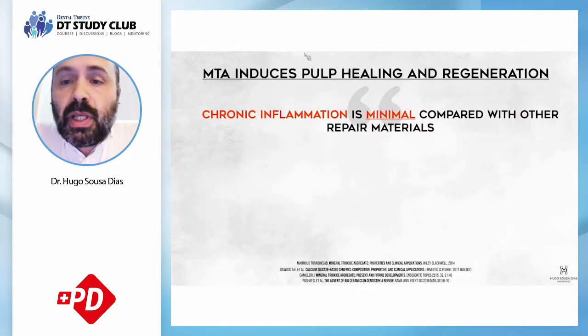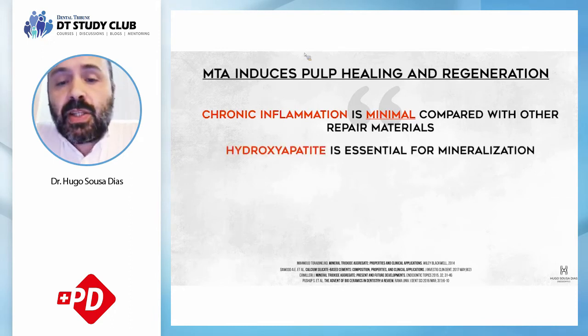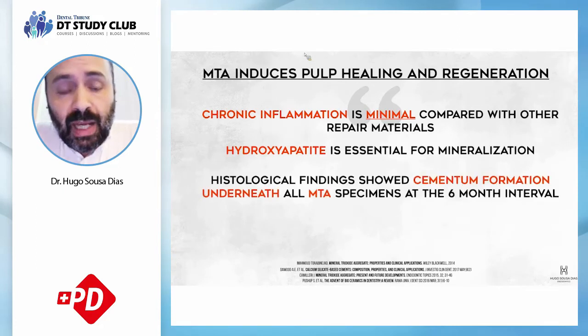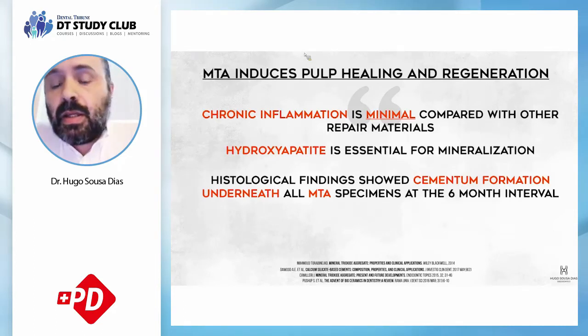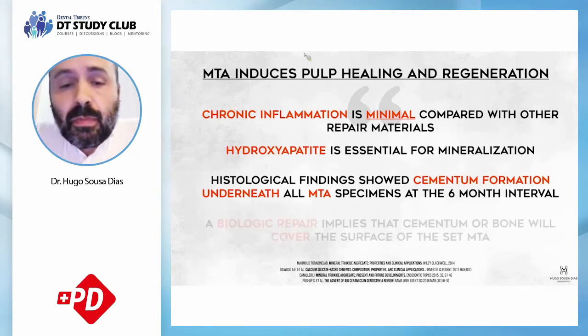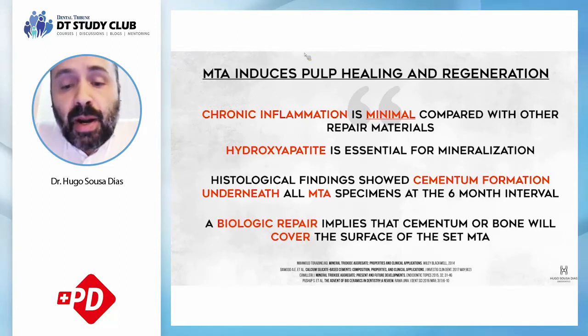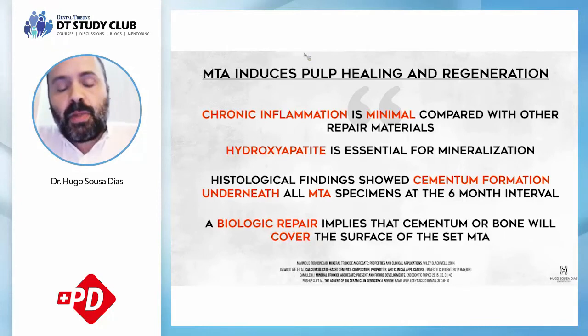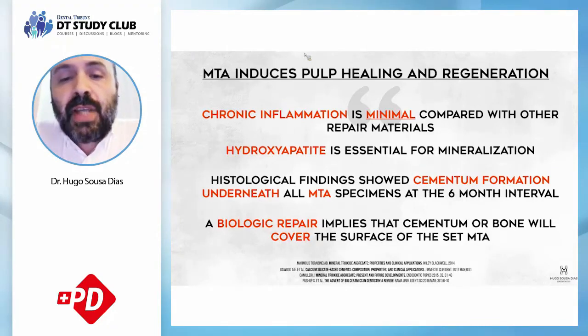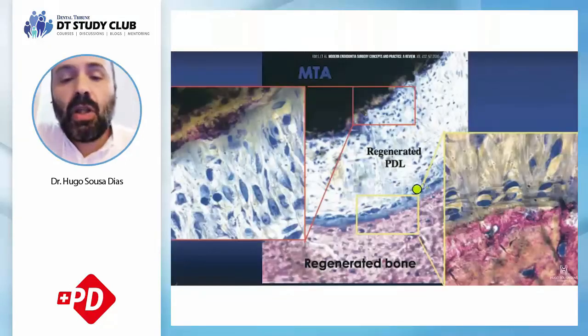MTA induces pulp healing and regeneration. Chronic inflammation is minimal when we compare MTA with other repair materials. The hydroxyapatite is essential for mineralization, and the histological findings show cementum formation underneath all MTA samples. We have a biological repair, which implies that cementum or bone will cover the surface of set MTA. When you look at this histologic image, I have here the MTA, and underneath the MTA, I have a regenerated periodontal ligament and regenerated bone.